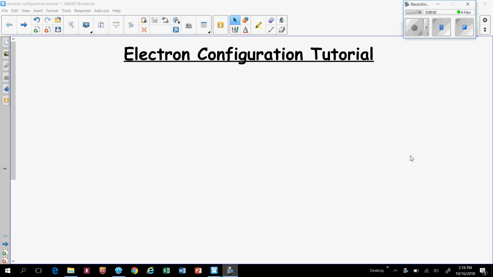Hi guys, this is a tutorial on electron configuration. You will need your periodic table and you need to make sure you have it in your sheet protector so that you can try writing on it with a dry erase marker. That will help a lot as we go through this.